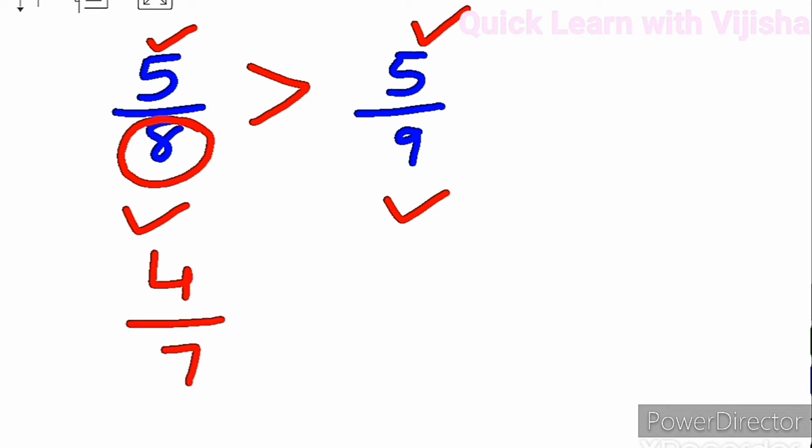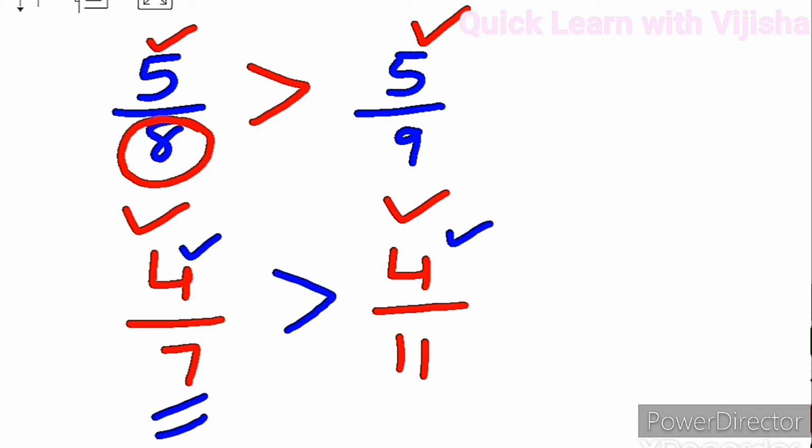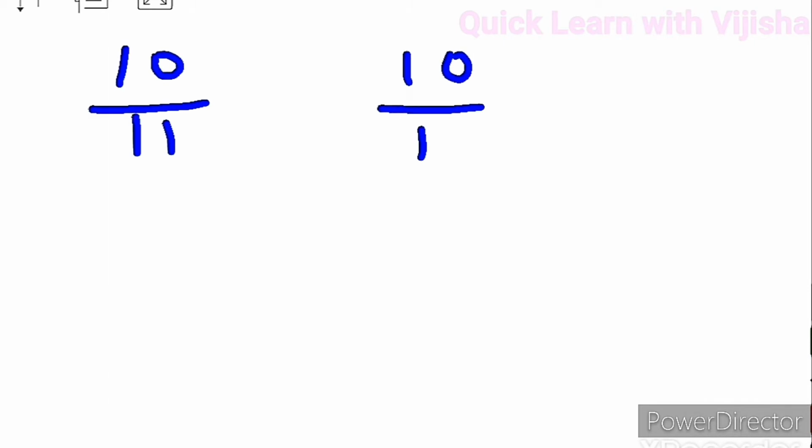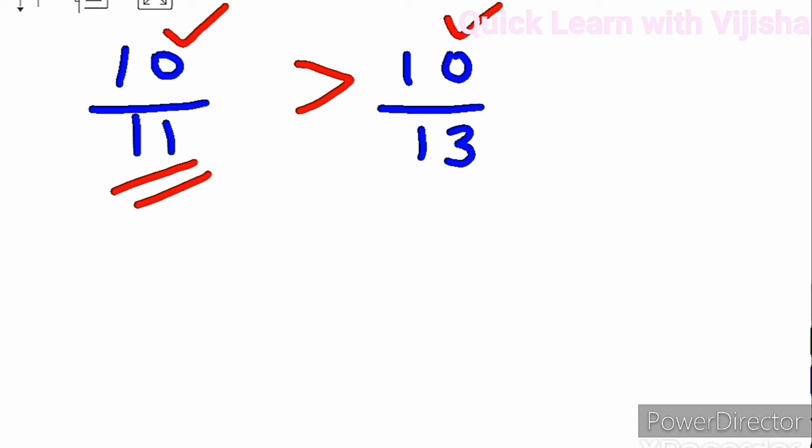4 upon 7 and 4 upon 11. Now in this numerators are same. So 7 is a smaller number. So this side will be your greater. Easy to solve. We'll see the seventh question. 10 upon 11 and 10 upon 13. Here also numerators are same. So the smaller number will be the greater fraction.